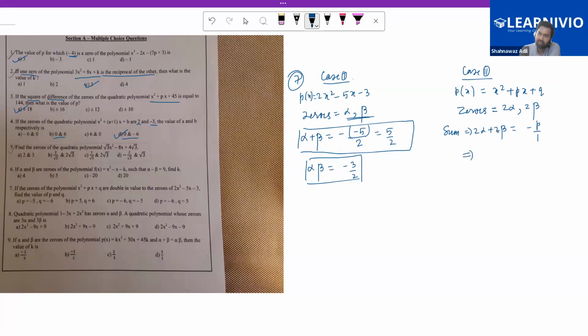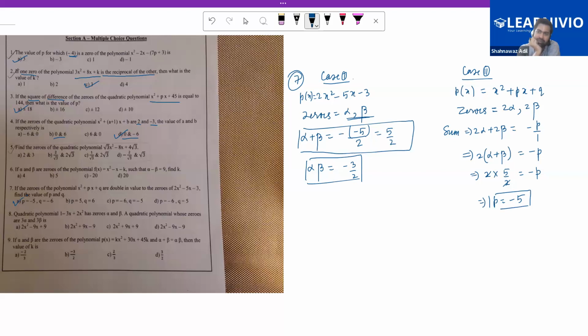So we can take this 2 common. This is alpha plus beta, and this is minus p. Alpha plus beta we know already, that is 5 by 2, and this is minus p. So 2 cancels and p is minus 5. Right. So which one is the option? Okay, p is minus 5, this option, right?